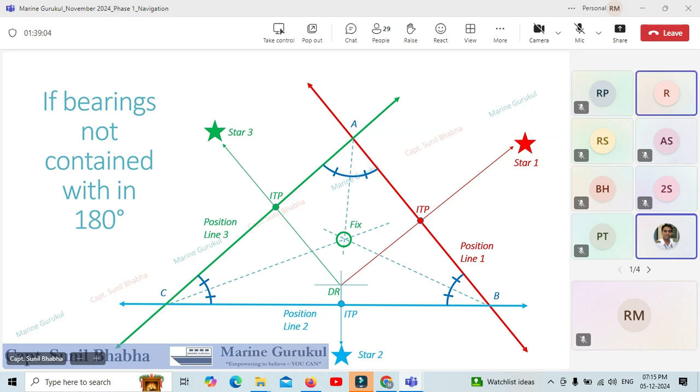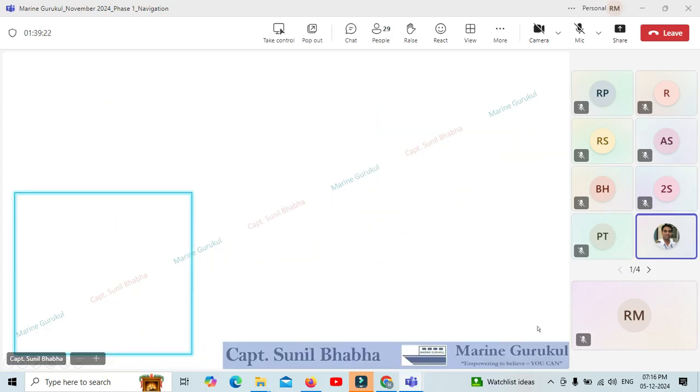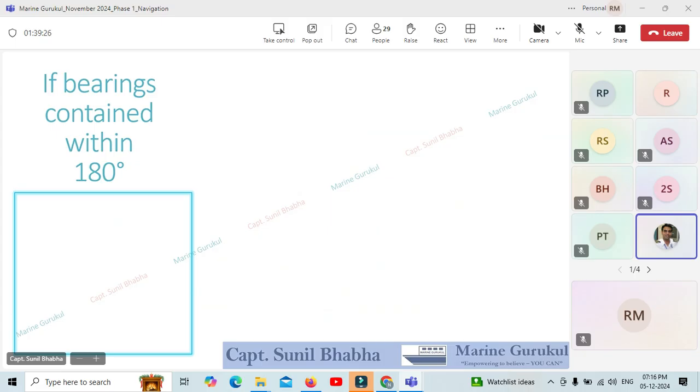Very good, beta. Great. That was the resolution of a cocked hat, bearings not contained within 180. Now let's see the second case. The second case is a little complicated, so pay attention. Let's now move on to the second scenario where the bearings are contained within 180 degrees. Let me show you an example.